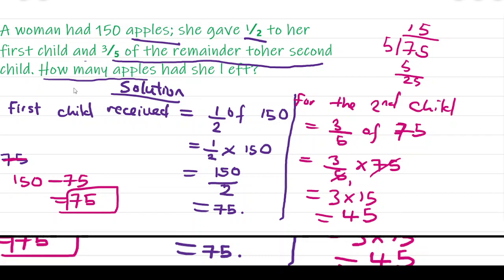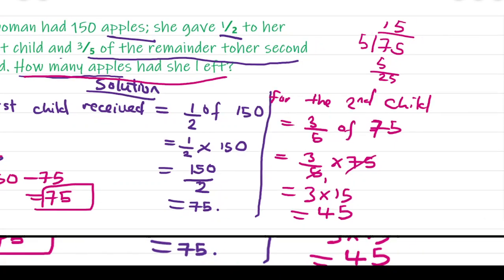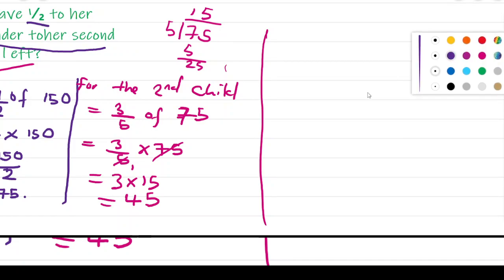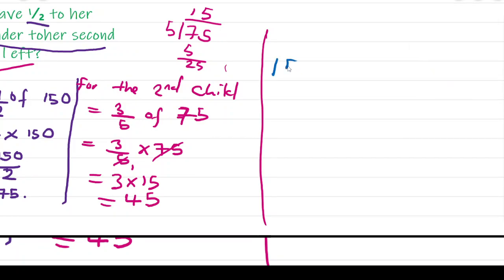Now the problem asks us how many apples does she have left? Well, this is what happened. What happened is that she had initially 150. Let me get black color for us. She had 150 apples, but I put it in black. Okay.